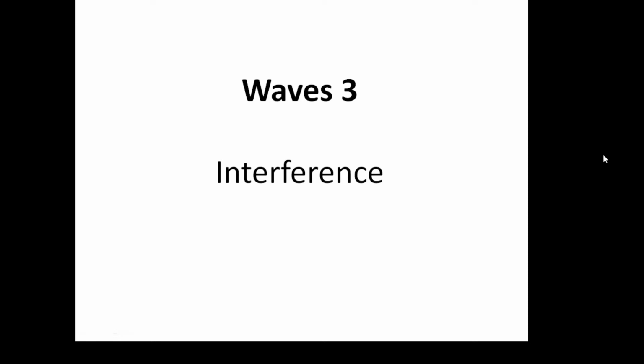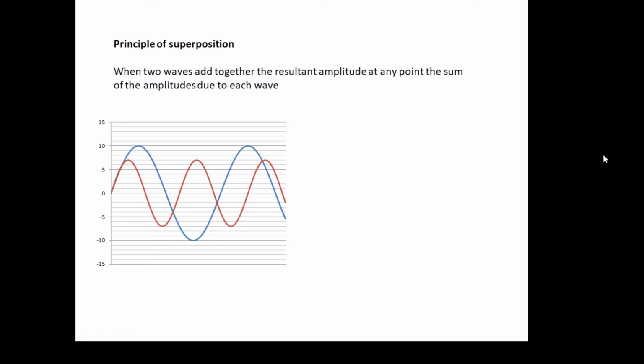Waves 3 is interference. This is something that waves do. Now, the principle of superposition says that when two waves add together, we get a resultant, and the resultant amplitude at any point is the sum of the amplitudes due to each wave.